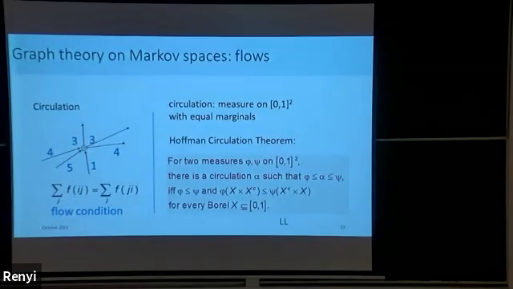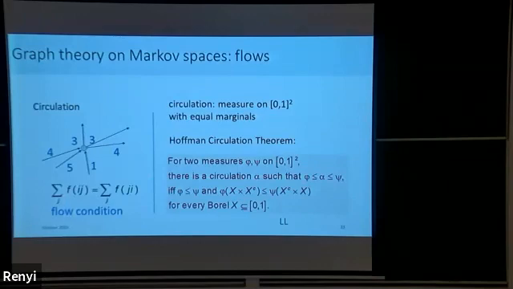Now, just to translate one of the results from finite graph theory, there's the Hoffman circulation theorem, which gives you a necessary and sufficient condition for the existence of a circulation where on each edge there is a lower bound and an upper bound on the flow value. This generalizes to the Markov space, or this measure theoretic setting, as follows. We have two measures on 0, 1 squared. One is supposed to be the lower bound and the other the upper bound. And we want to find a circulation which is between them on every set.